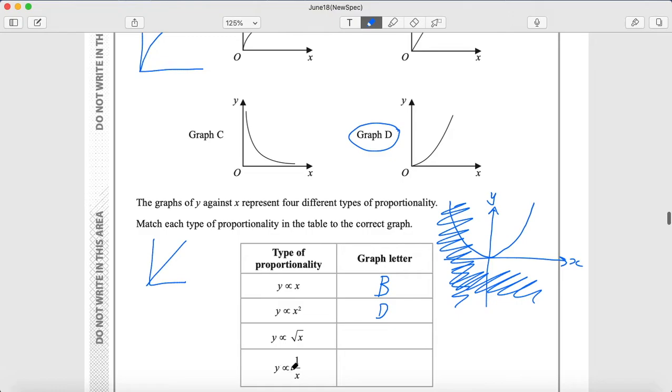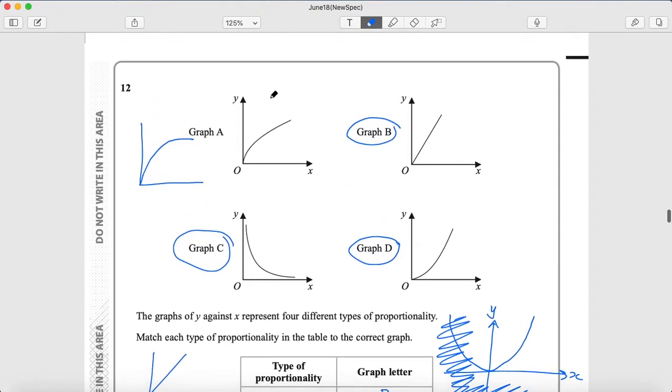So y is inversely proportional to x. Remember that y is proportional to 1 over anything, means it's inversely proportional. An inverse relationship goes left to right in a downward way. So we know that would be graph C due to this downward sloping left to right. Which means that that was graph A.